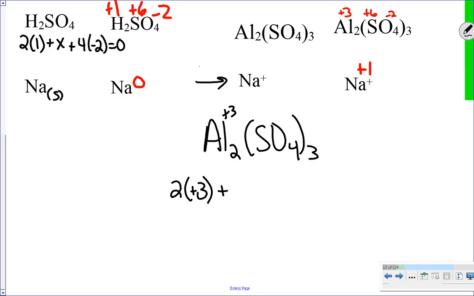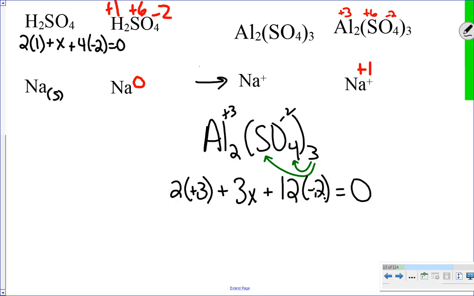You can also tackle the sulfate group individually. It's totally up to you. Since we don't know what sulfur's charge is, but this 3 is telling us that there are 3 of them, we're going to call that 3x. And then to talk about our oxygen term, we actually have 12 oxygens. So we're going to add this to 12 oxygens times that negative 2 charge, and the whole thing will add up to 0. So it's going to give us 6 plus 3x minus 24 equals 0.